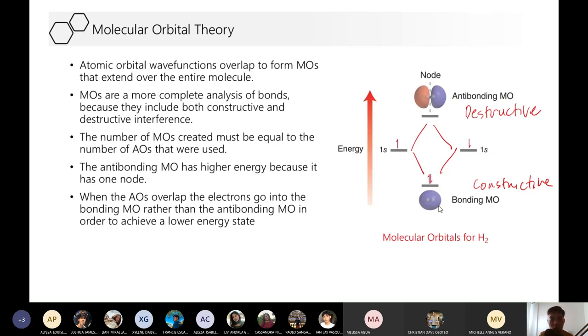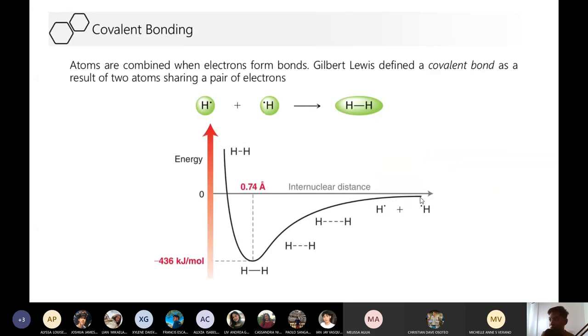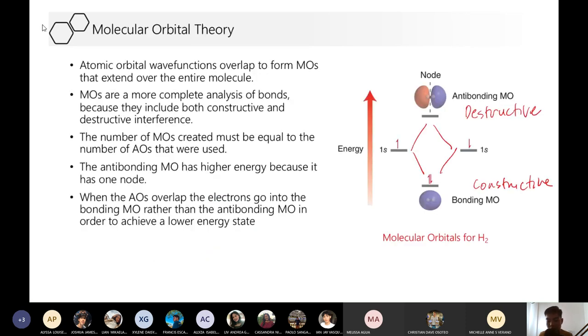So, whenever we create bonds, ano mapapansin natin? That is lower in energy, no? Just as what we described earlier, no? Dito, sa dinescribe ni Lewis. Sabi dito, when we combine the electrons, we have bonds, and as a result, mababa yung energy niyan. So, the same concept is true for the molecular orbital theory. When our electrons are forming bonds, that means nagpo-form sila ng constructive interference, bumababa yung energy ng system.